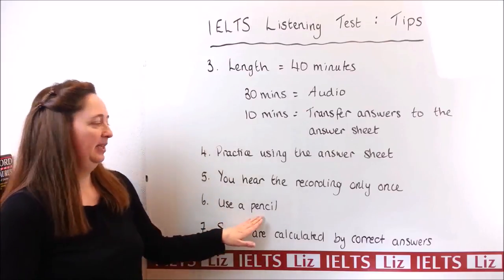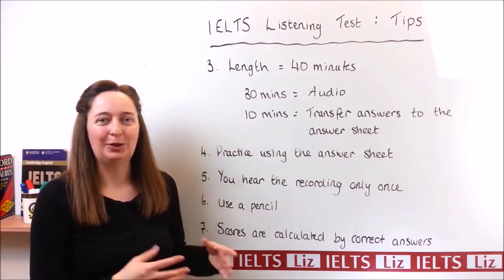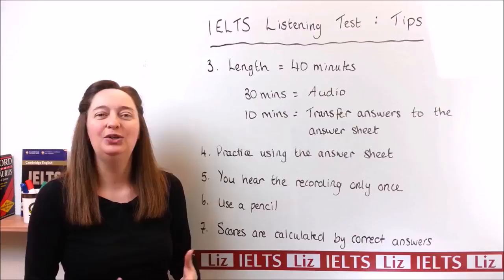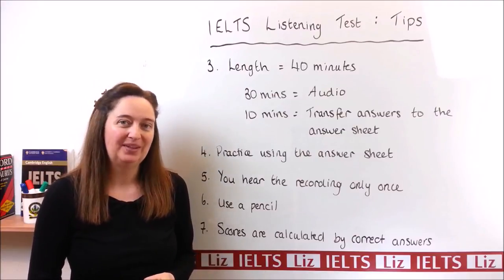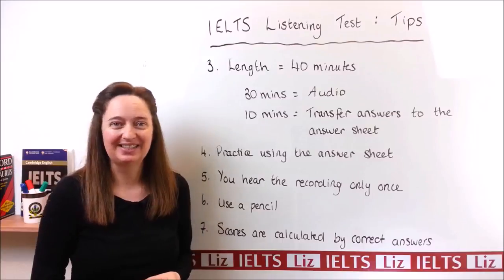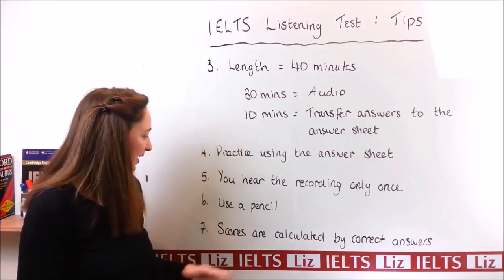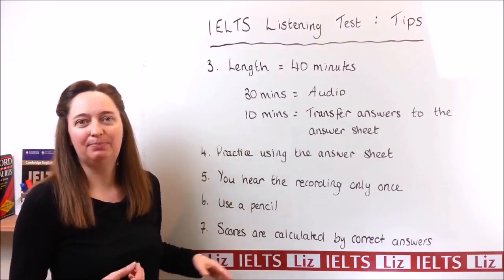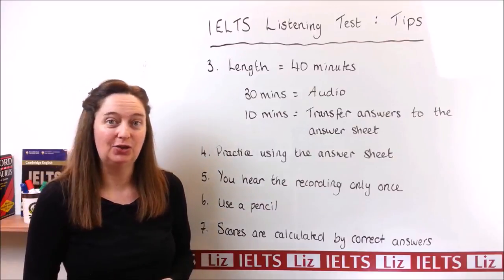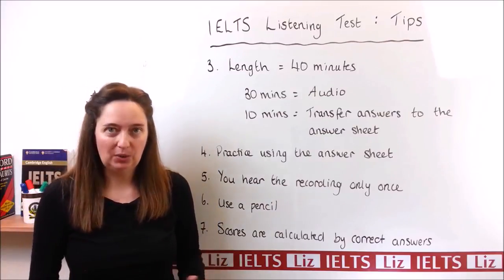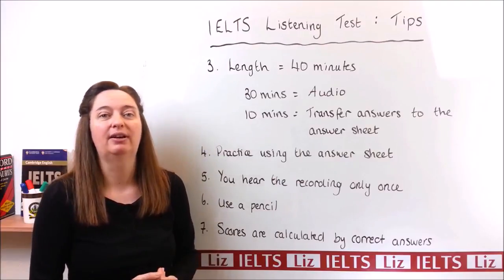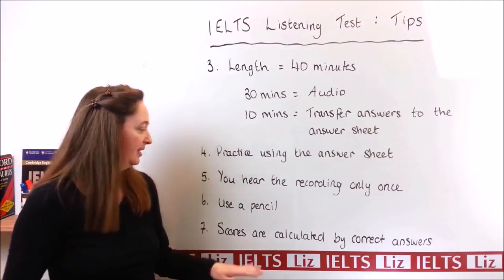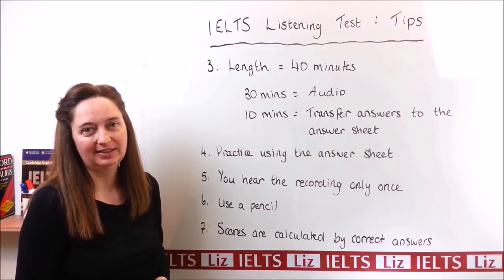Number 6, many students ask me, can they use a pencil or a pen? The answer is you need to write your answers onto the answer sheet using a pencil, and that's the same as the IELTS reading test. Tip number 7. The scores are calculated by the number of correct answers you have. So there are 40 questions, there are 40 points. And each time you get a correct answer, you get a point. And that is how your band scores are calculated.